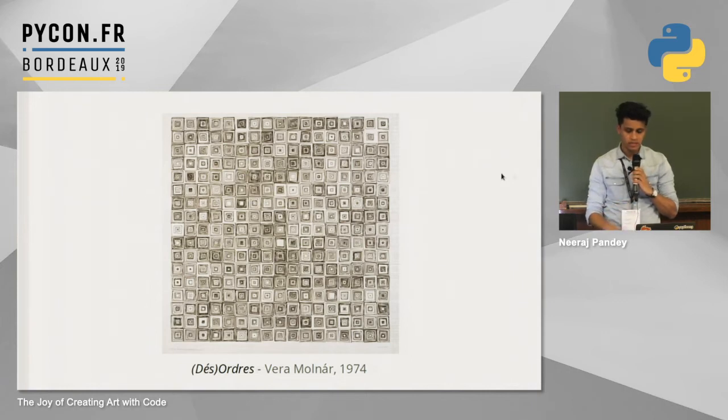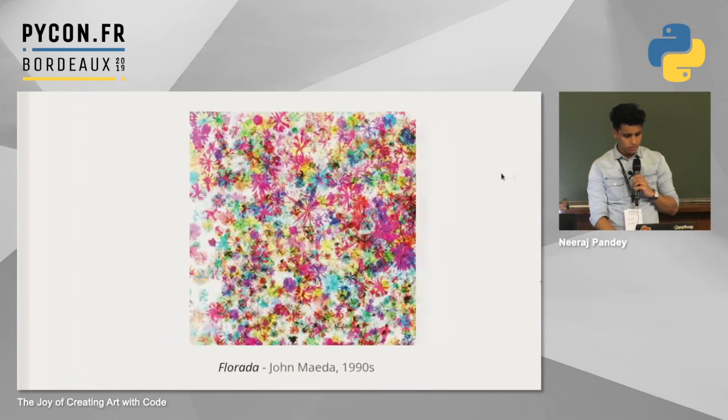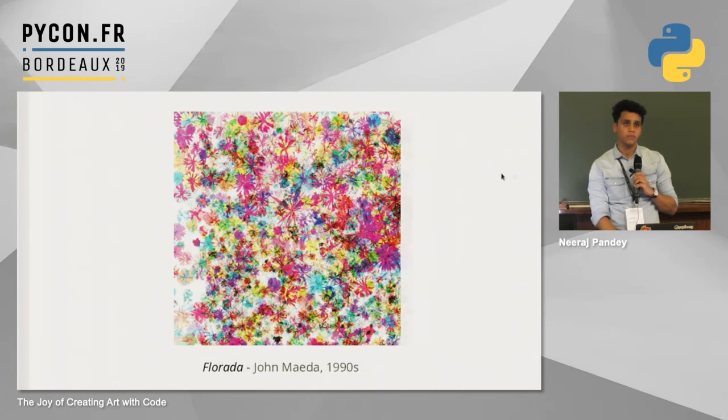this much freedom, and they didn't have much contact with computers. In spite of that, they came up with generative art and made a lot of contributions to this field. The fourth painting is Florida by John Maeda.